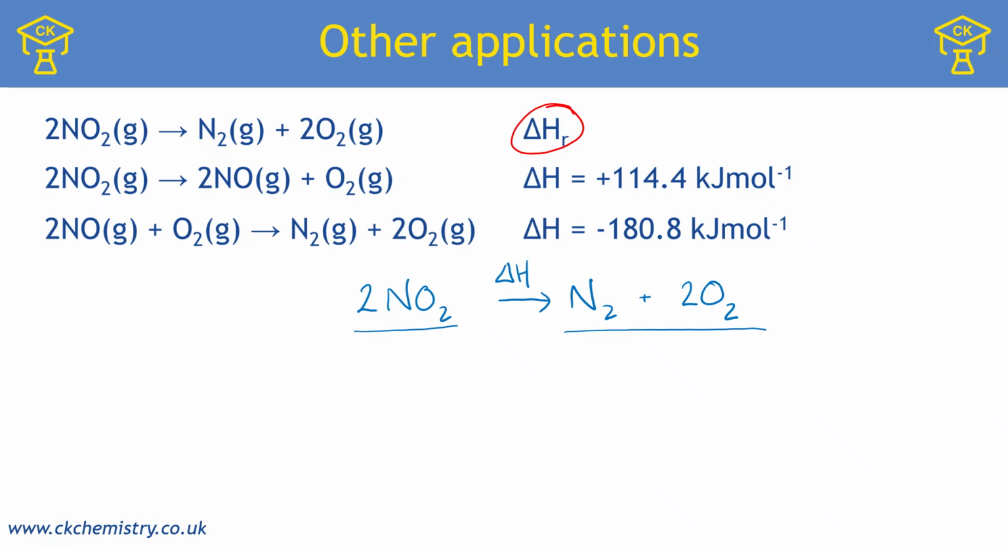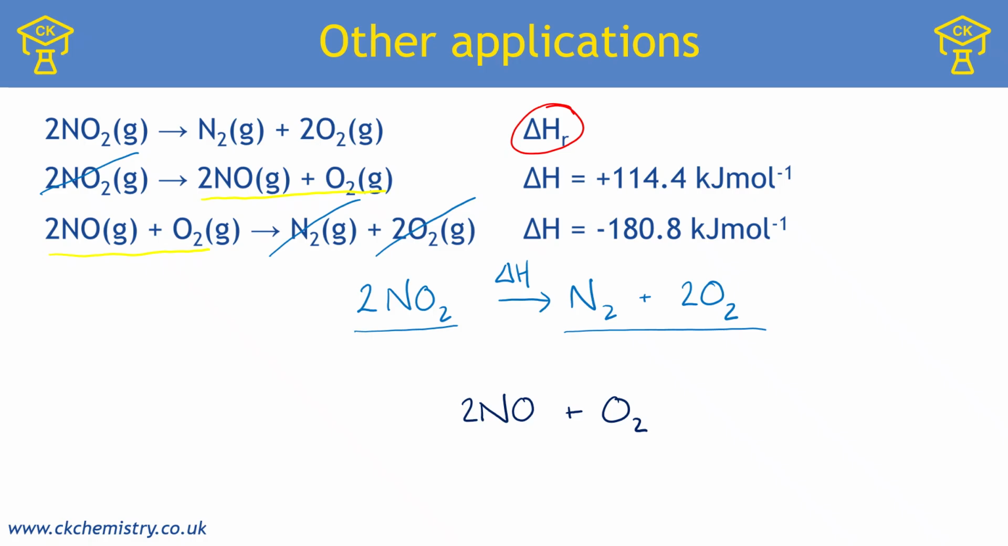So NO2 is over here, N2 is here, and O2 is here. Now have a look at what's left. NO and O2. That's the same in both of them. Cool. That's what I'm going to put down the bottom then. 2NO plus O2. All right. Now let's construct it.